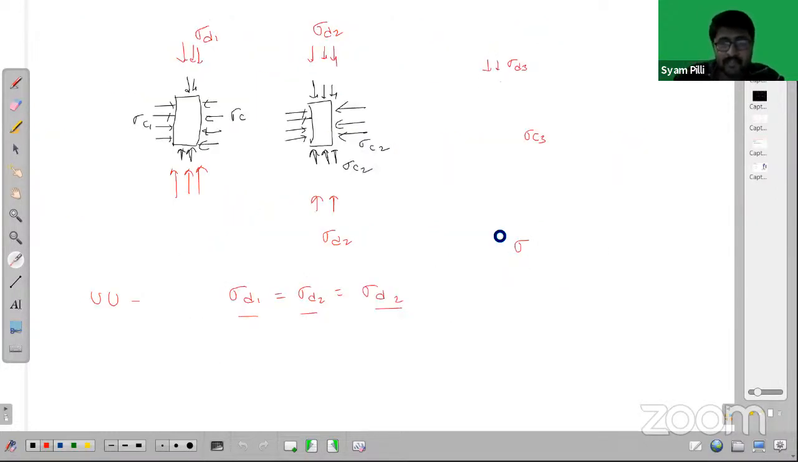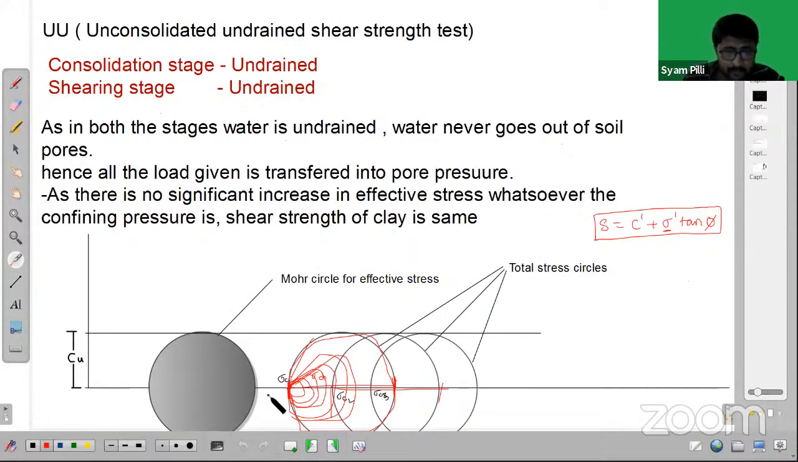And now the point is, whatever load we increase from sigma C1 to sigma C2, that is all pore water pressure. Now if you subtract pore water pressure from sigma C1, which is the total stress, you will get sigma dash C1. That is the effective stress.